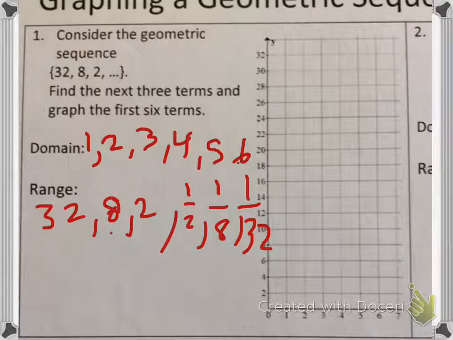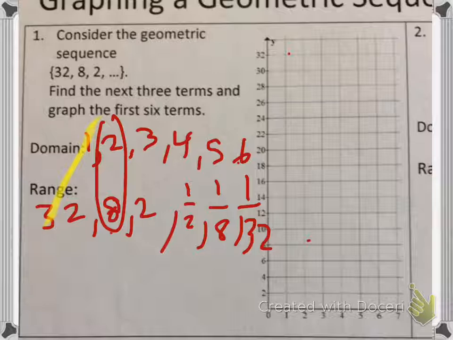So then let's just graph it. So my first ordered pair is 1, 32. So I'm over 1 and I'm up 32. Then I'm over 2 and up 8. That changed dramatically, didn't it? I'm kind of right here somewhere.